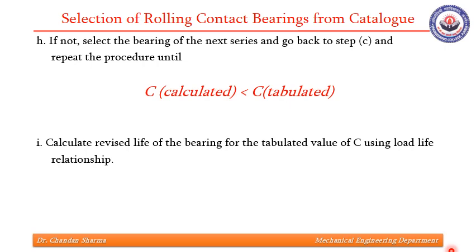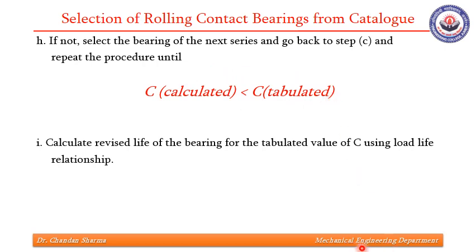We'll go to the table, take the C0 of the light series bearing, and then for the ratio FA by C0 we'll find X and Y, then we'll find P, then from the load life relationship we'll find C, and we'll check whether this C which we have calculated is less than or greater than the value which is tabulated in the catalog. We'll do the exercise until we get this relation: C calculated should be less than C tabulated.